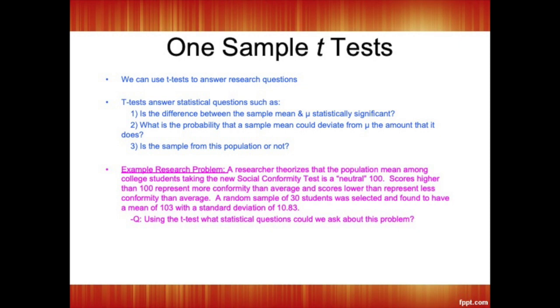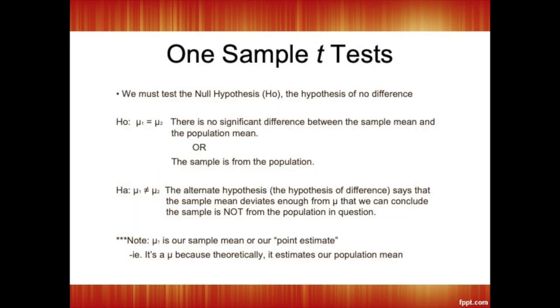And then the last one is, is this sample of these students with the mean of 103, is that sample mean representative of the population? Is this sample from the population or not? If that 103 was a significantly higher or lower mean, we would say no, but our one sample t-test is probably not going to find that mean of 103 is significantly different from a mean of 100. And if that's the case, then we would say that the sample is from the population. Okay, so let's talk more about these hypotheses.